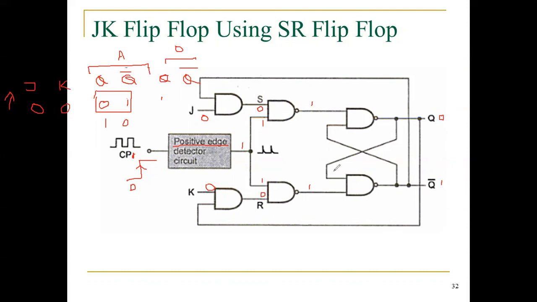Since it is 0, it comes to here. It comes to here, output will be 1. That 1 comes to here. My output will be 0, because all the inputs are 1. So no changes. Whatever the assumption I made, the same thing only I obtained. So the assumption is retained in the output.